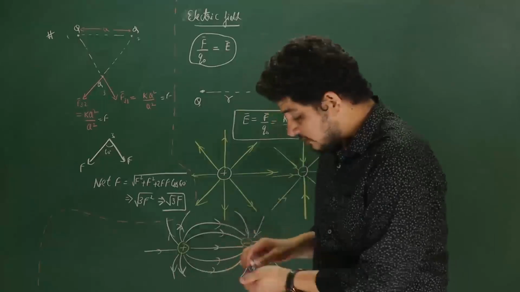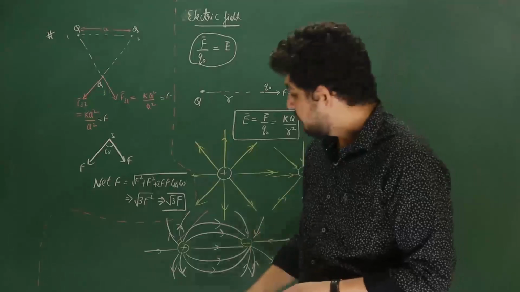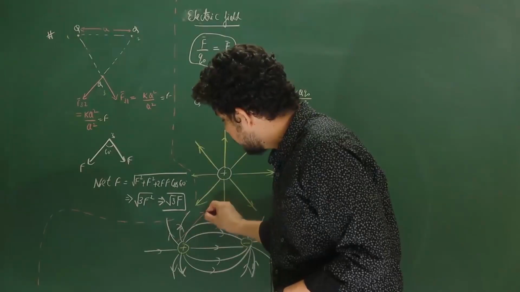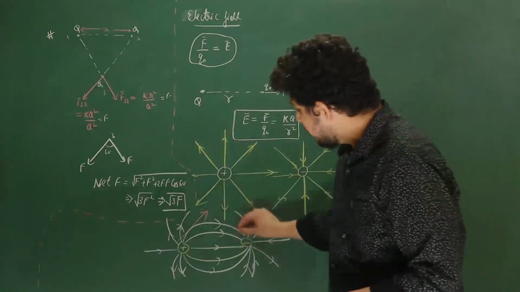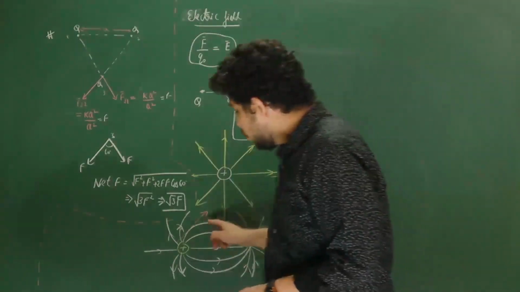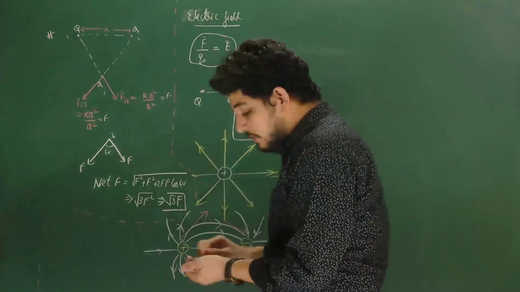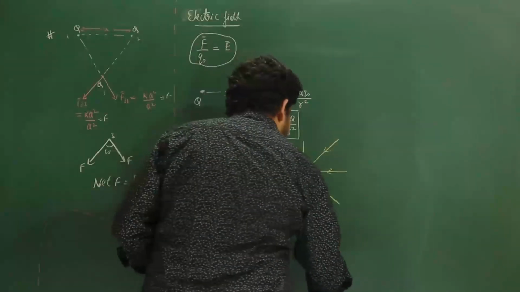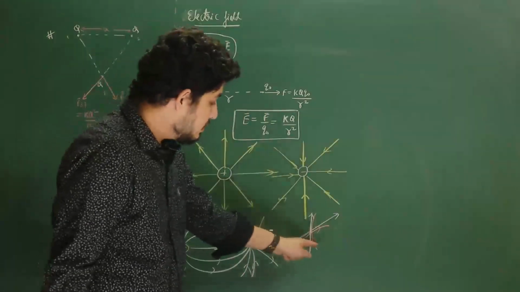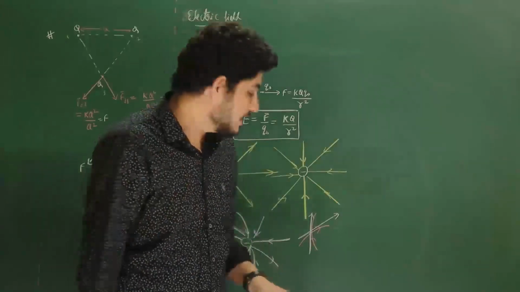At any point, if we draw a tangent on the electric field line, we get the direction of the net electric field at that point. So here the direction will be in this direction. So two electric field lines cannot cross each other. Why, sir? Because if they intersect, there would be two possible directions of the electric field at a point, and that is not possible.